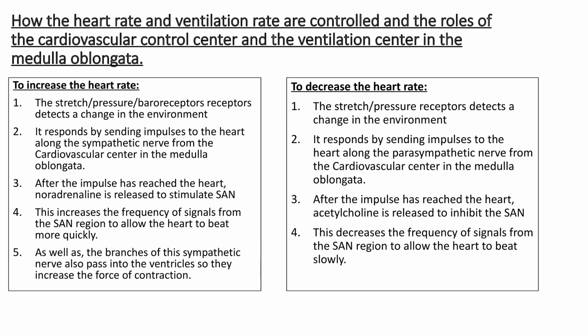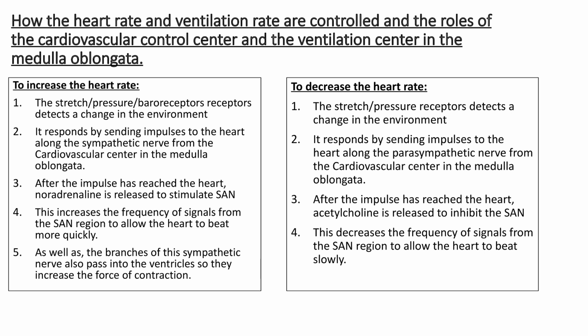ATP synthesis, as we all know, requires more oxygen. So we need to increase the heart rate in order to get more oxygen for the body, so that more oxygen can be pumped throughout the entire body. To increase the heart rate, the stretch receptors or pressure receptors, the baroreceptors, detect a change in the environment. Now you may be thinking, where are these stretch pressure receptors? These stretch pressure receptors are located in the carotid artery.